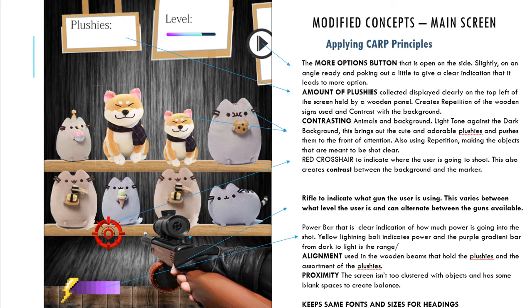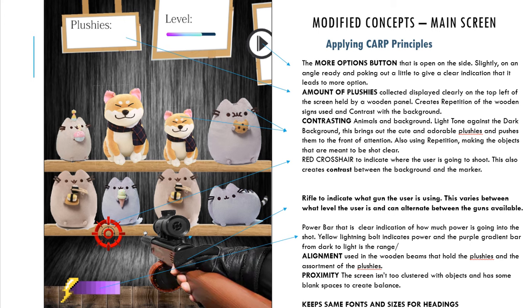The more options button that is open on the side, slightly on an angle, ready and poking out, gives a little clear indication that it leads to more options. The amount of plushies collected is displayed clearly on the top left of the screen, held by a wooden panel. This creates repetition of the wooden signs and uses contrast with the background. The contrasting animals in the background, the light tone against the dark background, bring out the cute and adorable plushies forward.